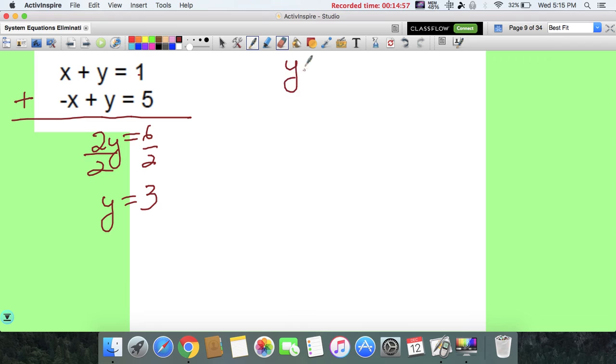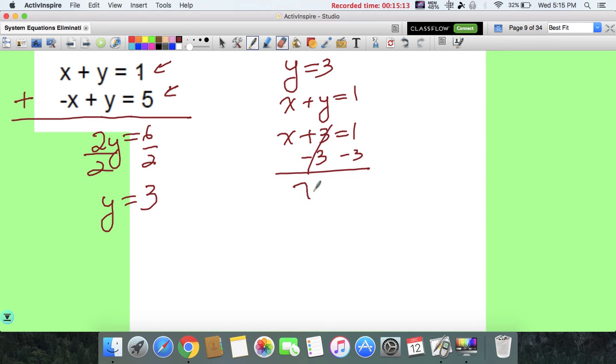Great. y equals 3, I take either of these equations. I'll substitute. So x plus y equals 1, x plus 3 equals 1. I'm going to subtract 3 from each side. And this disappears, and x equals negative 2. So the point of intersection between these two lines would be negative 2, 3. So I'm going to graph that. Let me just write it down. x plus y equals 1, negative x plus y equals 5.